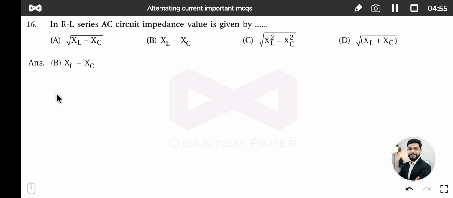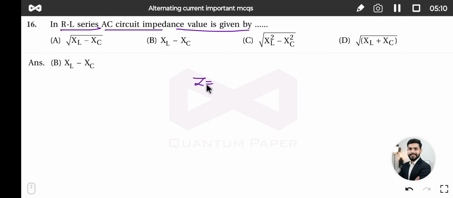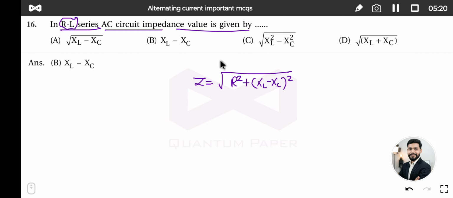In an RL series AC circuit, the impedance value is given by. If only R and L are connected, what is the impedance value? The impedance in an LCR circuit is the square root of R square plus (XL minus XC) whole square. If only R and L are given in series, then XC is not there. If we remove XC, the answer will be the square root of R square plus XL square. This is the correct answer for this question, not XL minus XC.